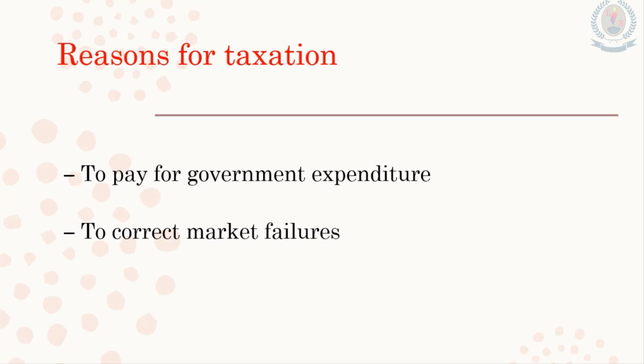To correct market failures, governments can intervene in individual markets by changing taxes and thus changing demand. For example, tobacco consumption can be reduced by raising taxes on cigarettes. Pollution can be controlled by imposing pollution taxes. Thereby, another reason for the government to tax people is to correct market failures.